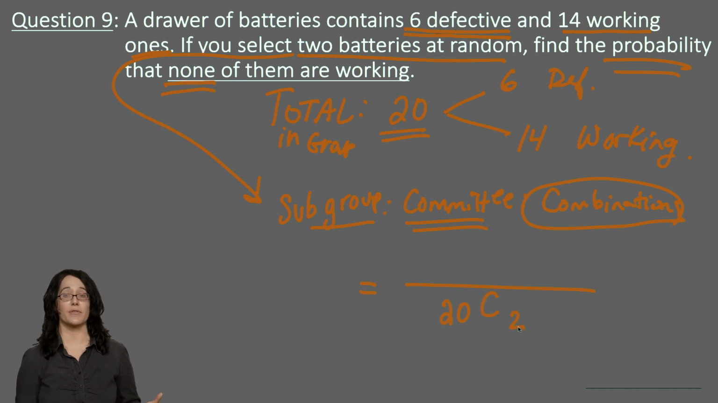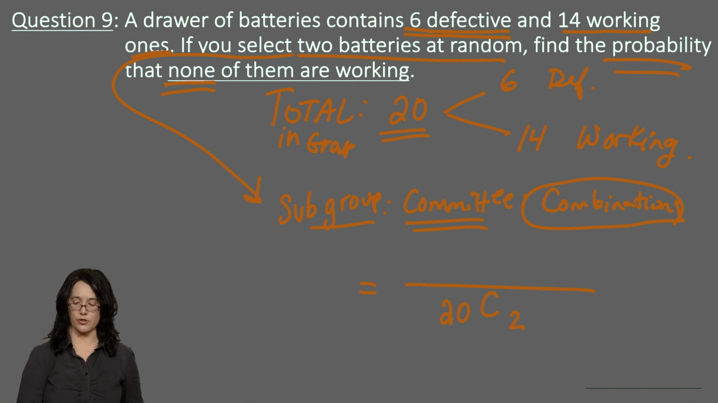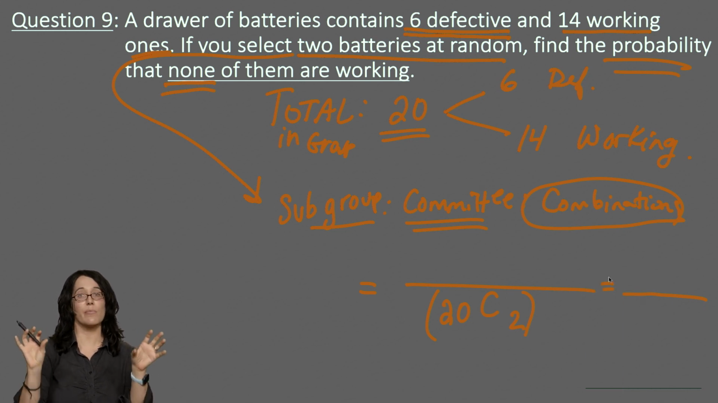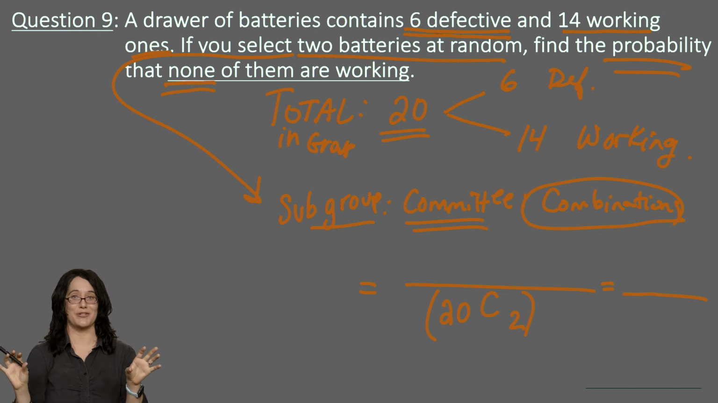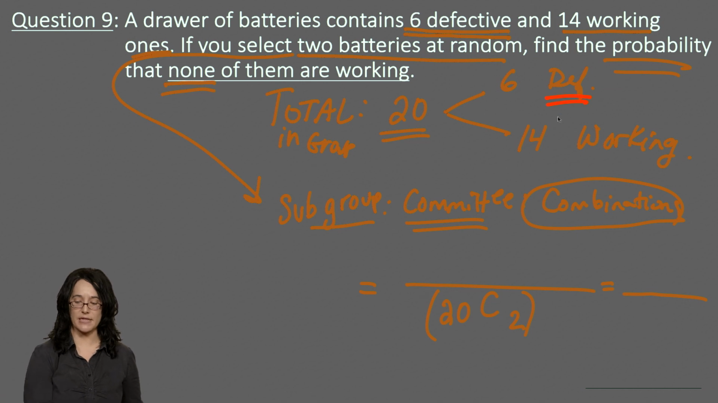We had a formula for this, but you could also use technology. That's what we encourage you to do. 20 combination 2, okay? That would be your denominator. And for your numerator, this is where we have to do a little more thinking. We have to multiply all the different possible combinations together. So what am I saying? From every category, how many am I choosing? For example, from the 6 which are defective, how many am I going to get, right?